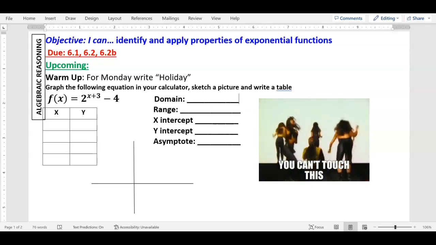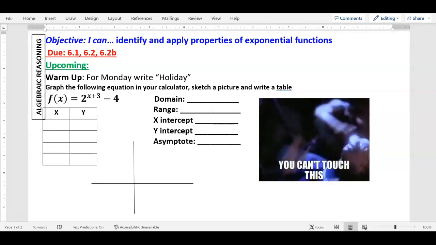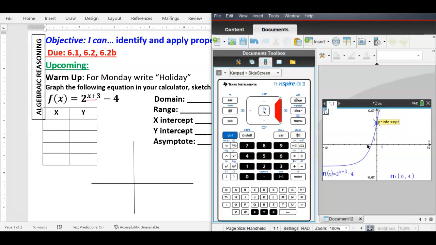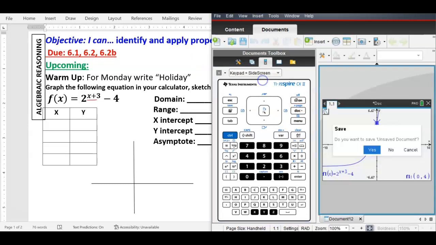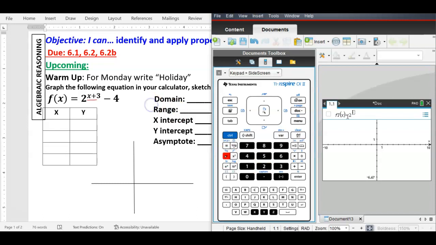Let's graph this thing. The function is 2 to the x plus 3 in the exponent, minus 4. In my calculator, I go to new document, don't save, number 2, 2 caret x plus 3, go to the right, minus 4. Do you see how the minus 4 is down in the base? I'm going to hit enter. You've graphed it. You can see over here. We're going to fill in this table. Again, table is Control T, right?